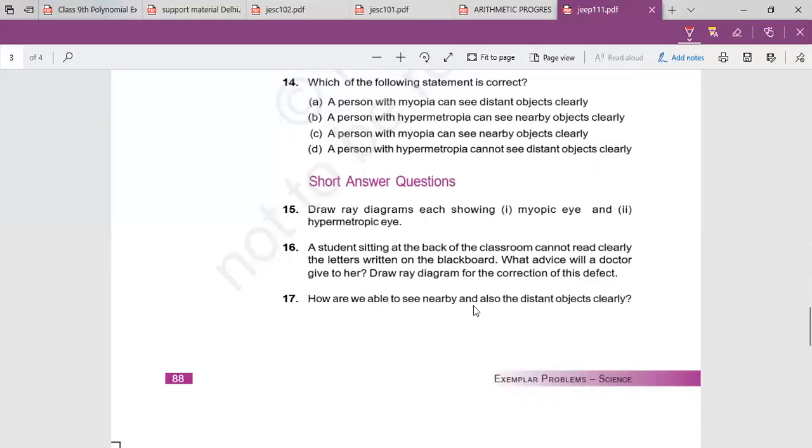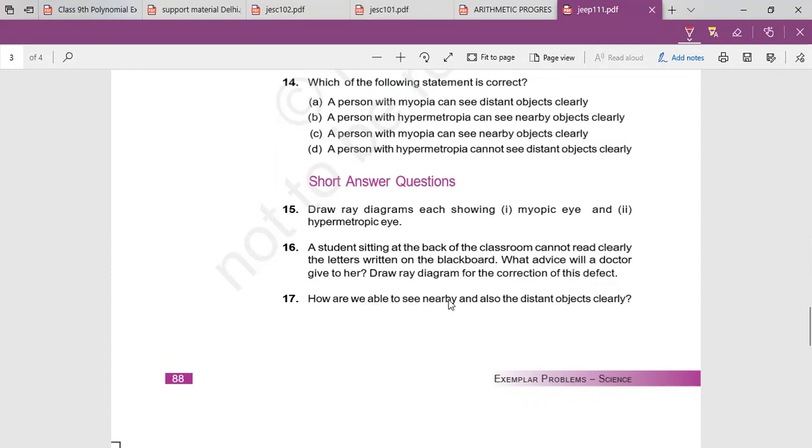Ma'am, I have a doubt in the 15th question. We should also draw the corrected vision of it, ma'am? No, they are only asking for the ray diagram showing the myopic eye and hypermetropic eye. You only have to show the problem, not the correction part. Okay, ma'am.